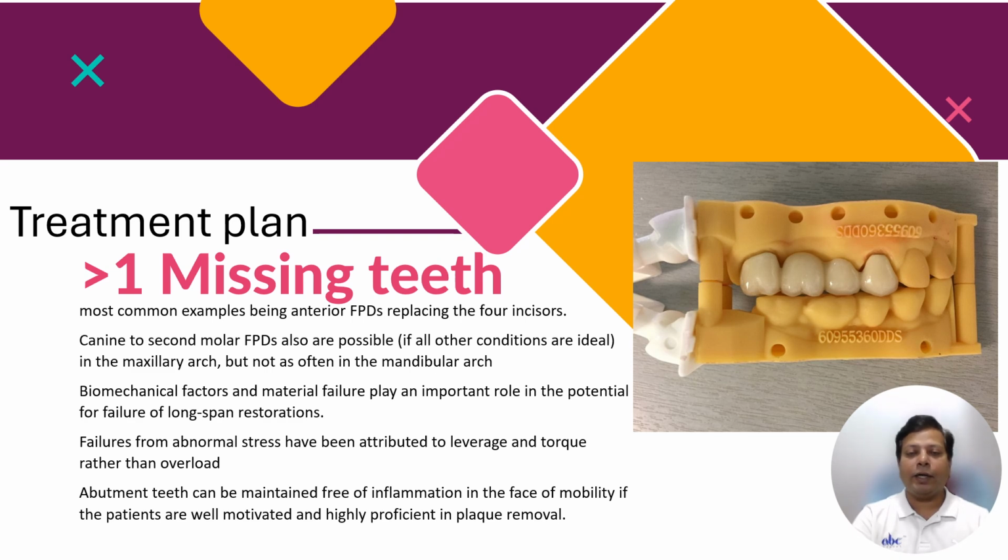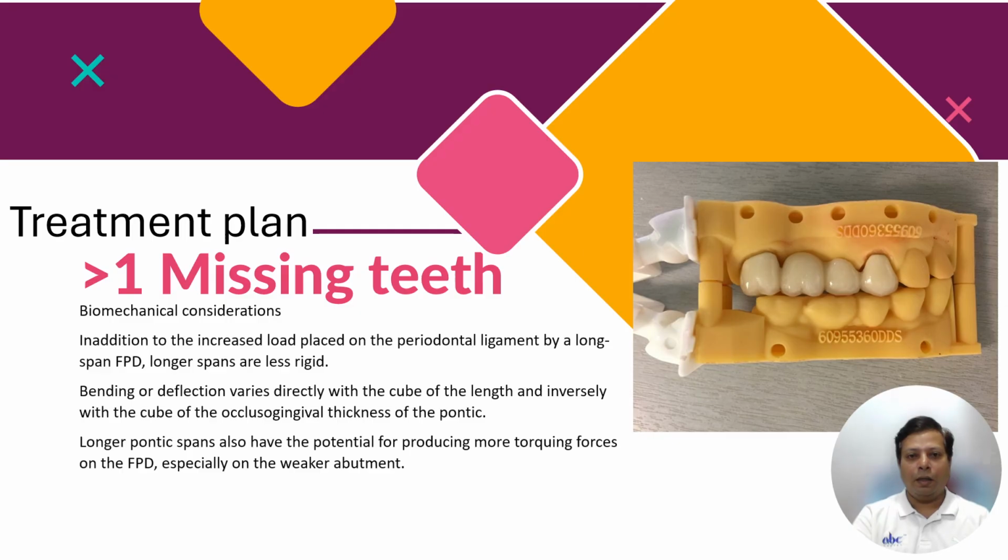The abutment teeth can be maintained free of inflammation in the face of mobility if patients are well motivated and highly proficient in oral hygiene maintenance. In addition to the increased load that is applied on the periodontal ligament by long span fixed partial dentures, they are less rigid in nature. Bending or deflection of the material generally occurs with the cube of the length and is inversely proportional to the cube of the occlusogingival thickness of the pontics. The longer pontic spans also have a potential for producing more torquing forces on the fixed partial denture, especially on a weaker abutment.